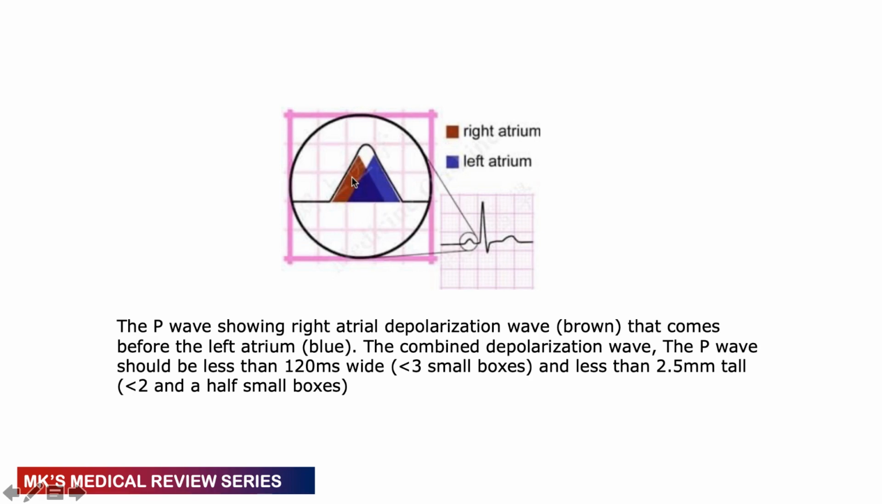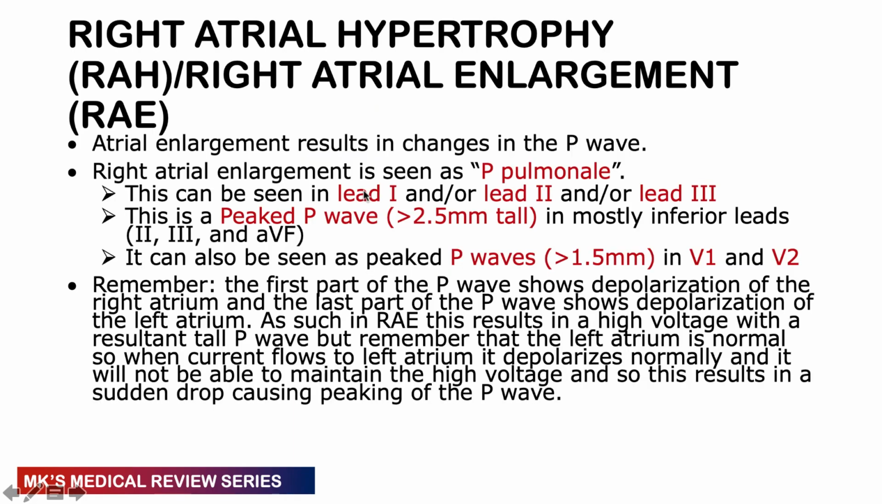Remember that your P wave must be equal to or less than 2.5 squares. So as you can see, this is 2 squares tall. So it must also not be wider than, of course, your 3 small boxes. So you can see here it's fitting in about 2 small boxes there. So this is a normal P wave.